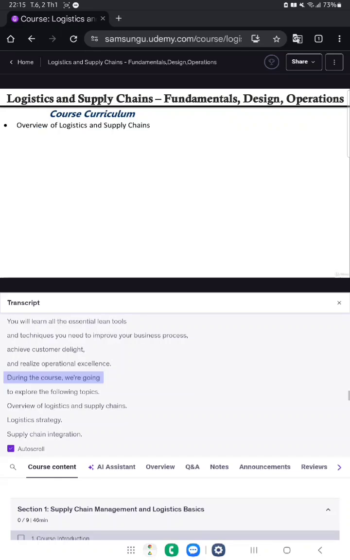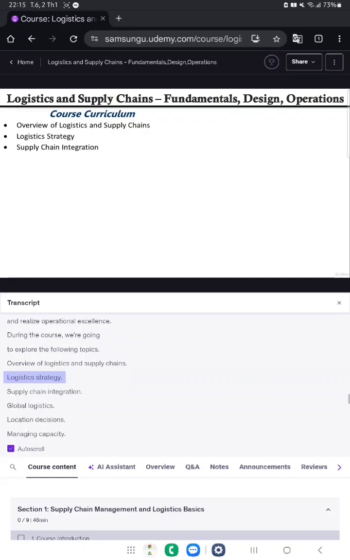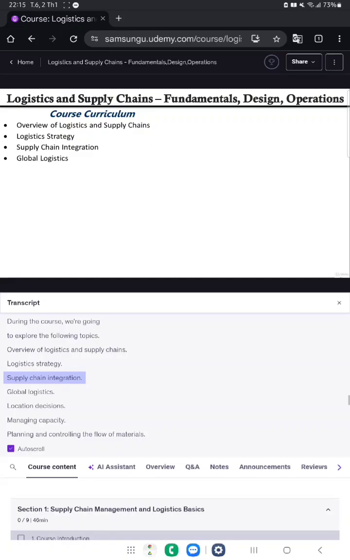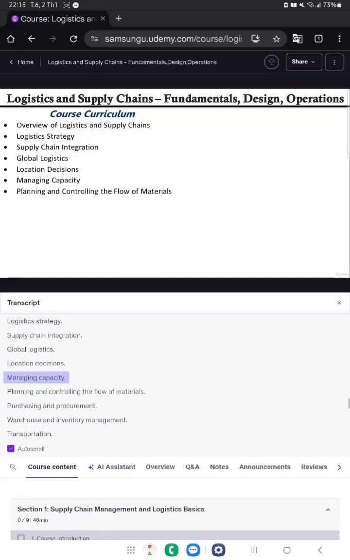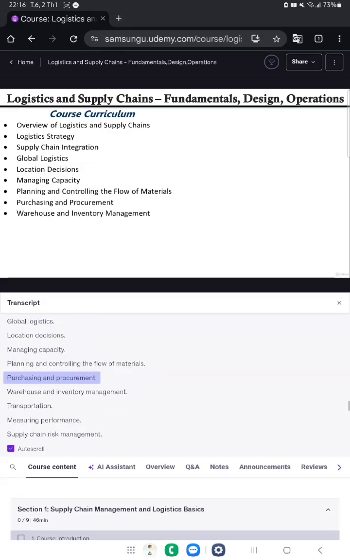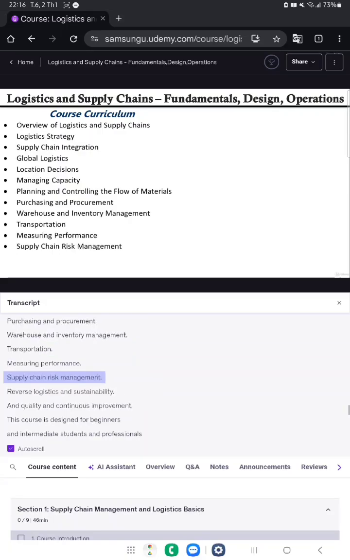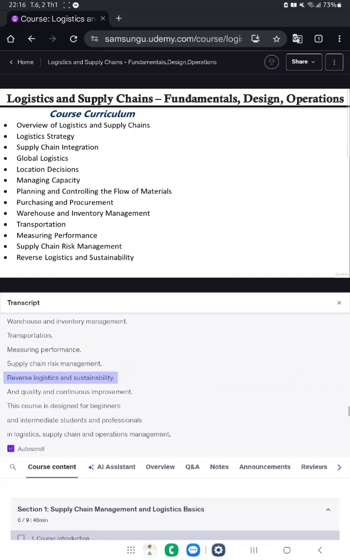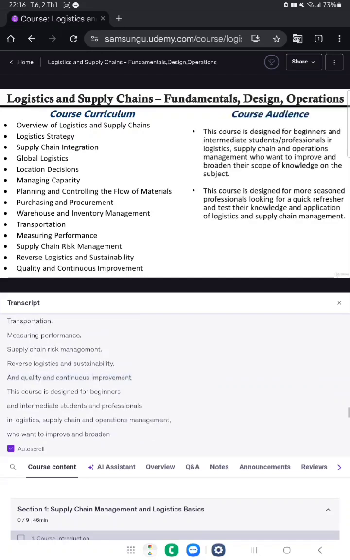During the course, we are going to explore the following topics: overview of logistics and supply chains, logistics strategy, supply chain integration, global logistics, location decisions, managing capacity, planning and controlling the flow of materials, purchasing and procurement, warehouse and inventory management, transportation, measuring performance, supply chain risk management, reverse logistics and sustainability, and quality and continuous improvement.